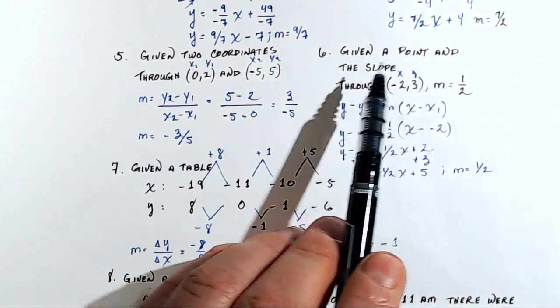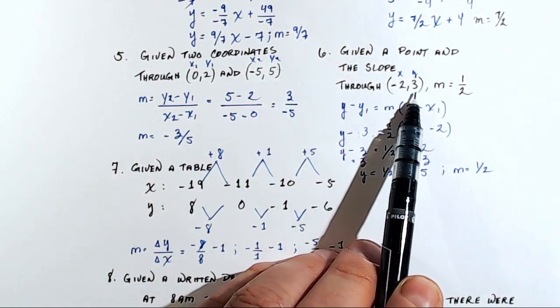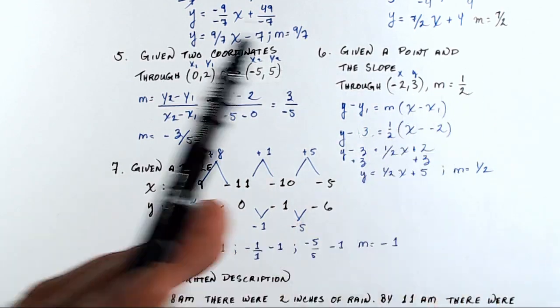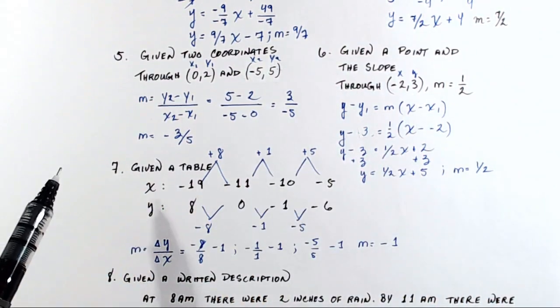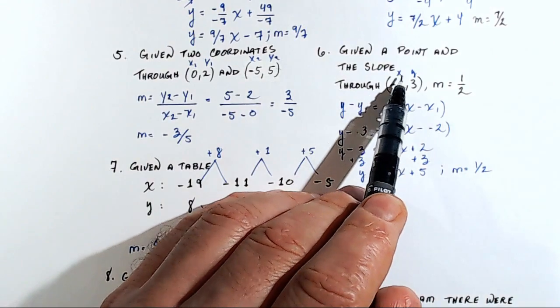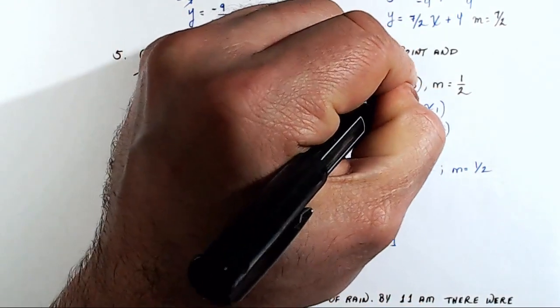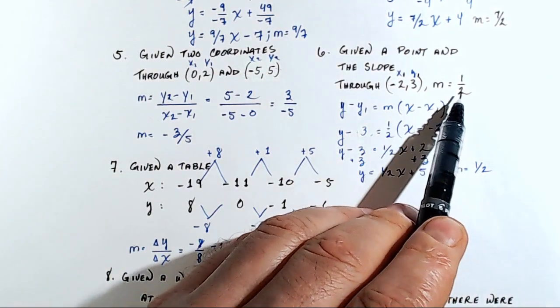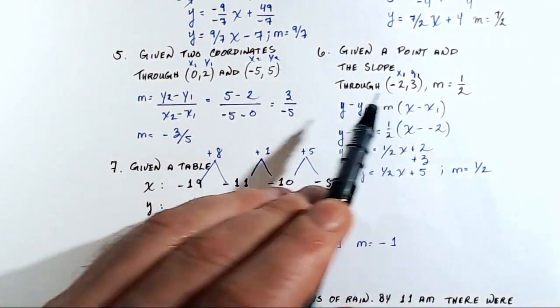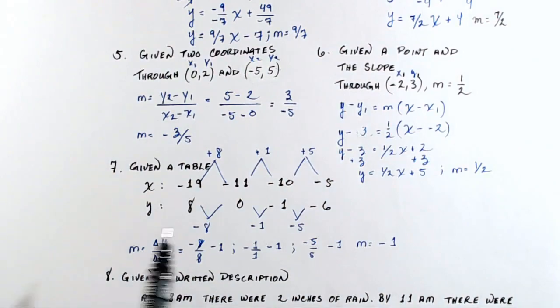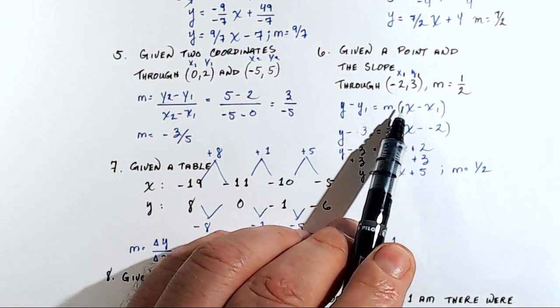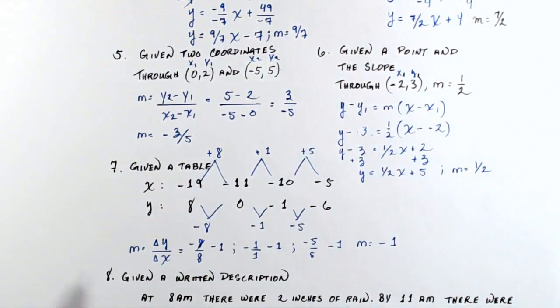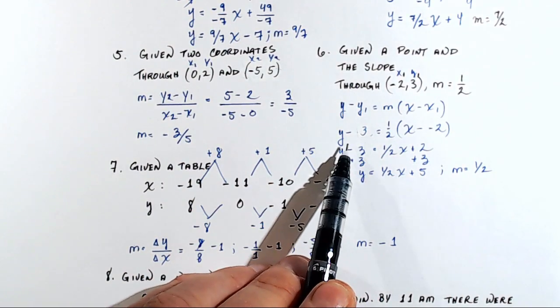Okay, given a point and a slope, so here's the point you're given, and you're given a slope. So in this one, you would plug it into the point slope formula, and you just label these points x1, y1, and then plug them into the point slope formula. You also have your slope. So the point is (negative 2, 3), and slope m equals 1/2. Y minus y1 equals m, x minus x1 is the point slope formula. All you do is plug in your values.